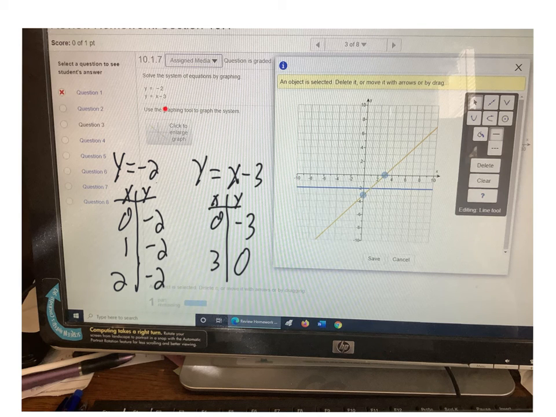So I saw your question on the email. Solve the system of equations by graphing. You got two lines here. You got to click here and it brings this tool up here. So you want to graph these two lines.